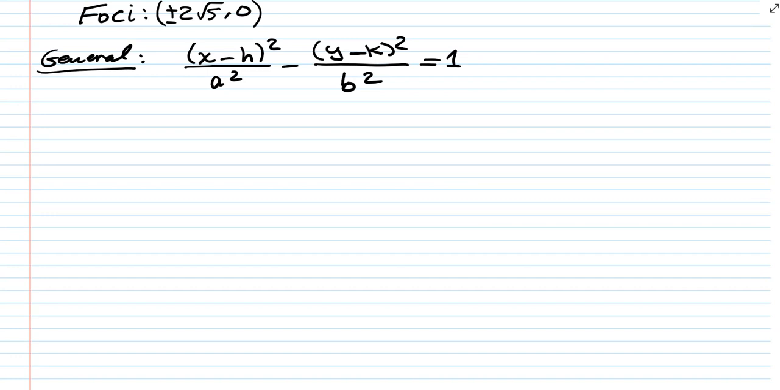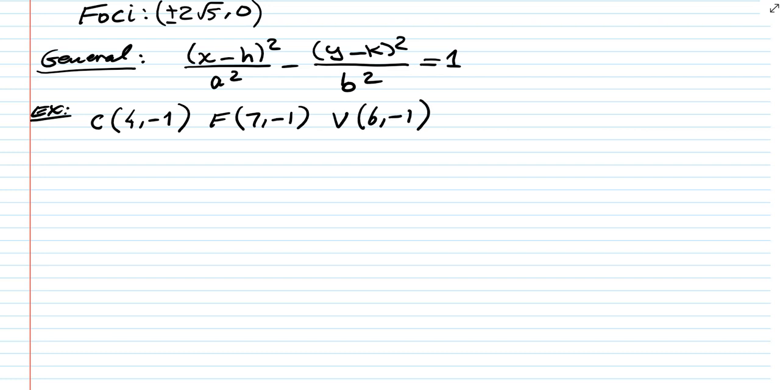Let's take a look at one that uses this one. So in this example, let's say again we want to find an equation of a hyperbola. This time I'm going to let the center be not 0, 0. See, it's 4, negative 1. One focal point will be 7, negative 1, and a vertex of 6, negative 1.